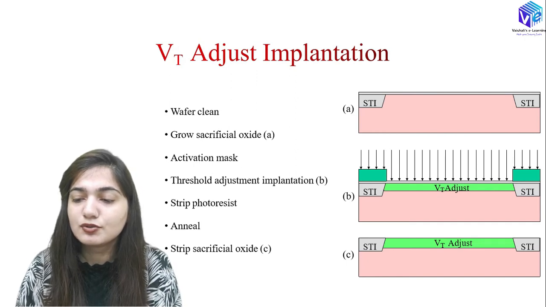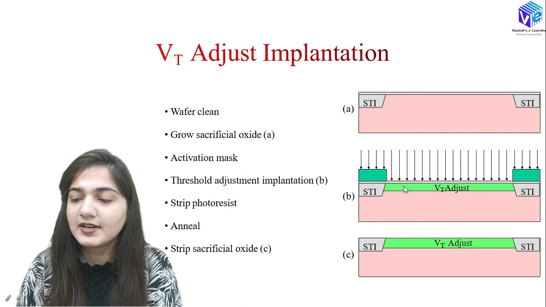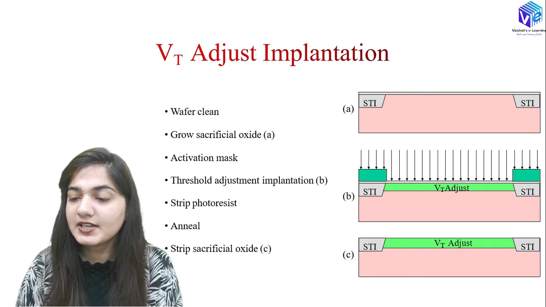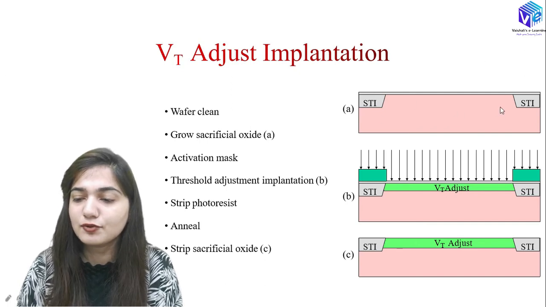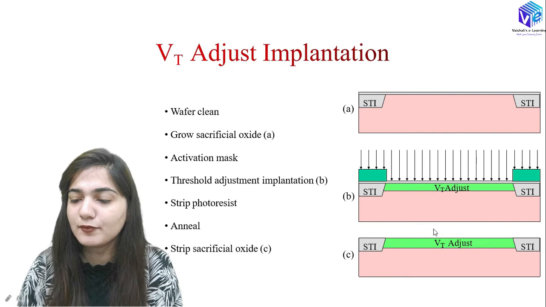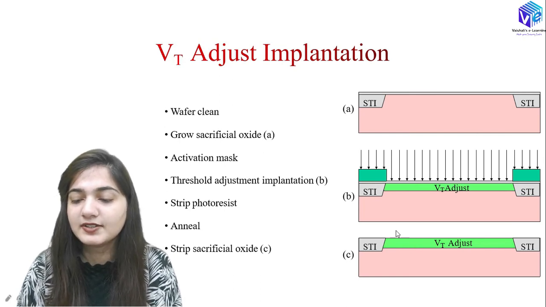After that we are going to strip off the photoresist at the particular location. So here you can see at this point the photoresist is removed, and after that I am going to do the implantation, that is the threshold voltage implantation. With the help of threshold adjustment implantation, I will be having the VT adjust implantation area over here, and after that I am going to strip off the photoresist and then anneal it so that the VT adjust doped area is going to increase in width, right? So it is going to increase in depth as well as width. After that I am going to strip off the sacrificial oxide layer.